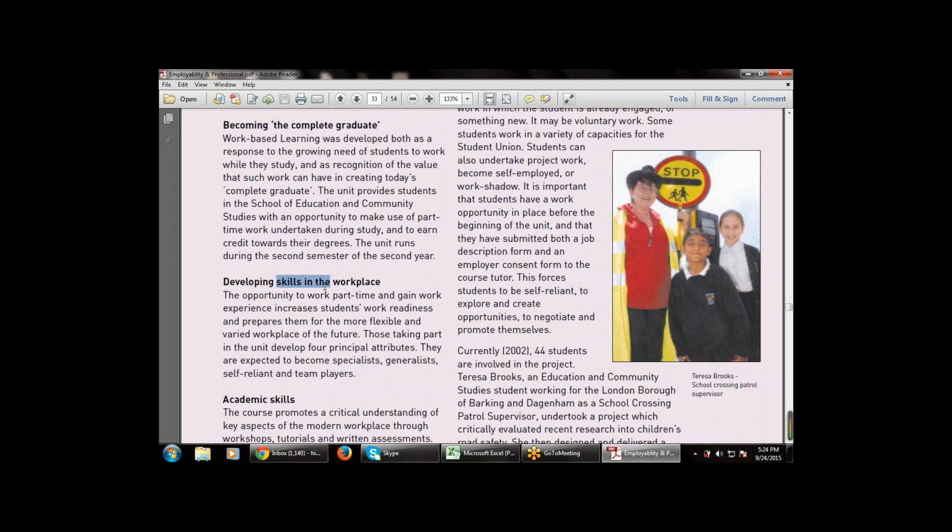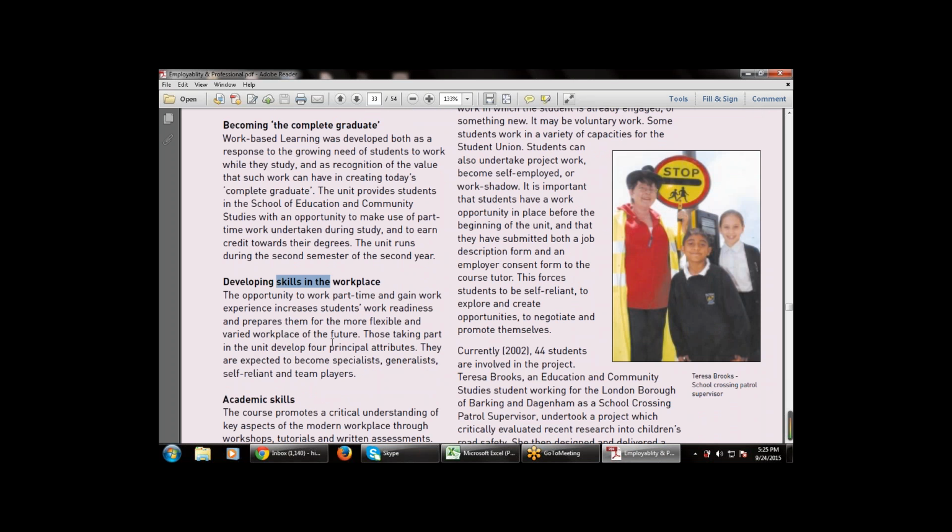Next is developing skills in the workplace. There must be a provision to develop skills in the workplace, so that every person can develop their skills there. The opportunity to work part-time and gain work experience also increases students' work readiness and prepares them for the more flexible and varied workplace of the future.